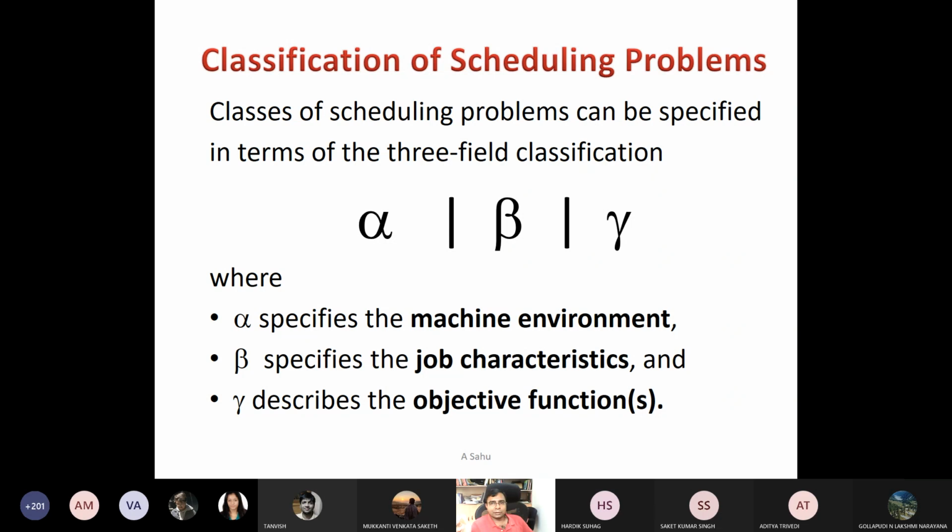Minimizing the summation of completion time, or starting time, because that will also get reflected here. So that we'll see. The summation of completion time will be the same as the average waiting time. That we'll see.